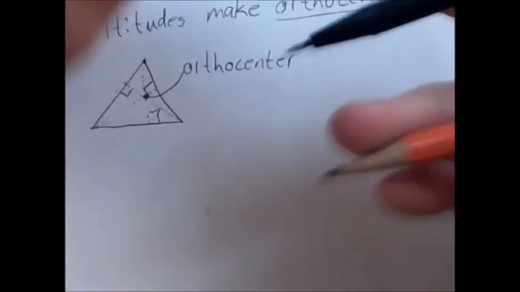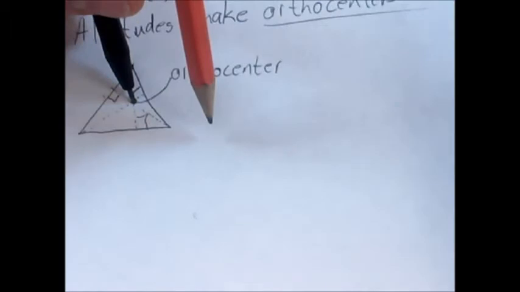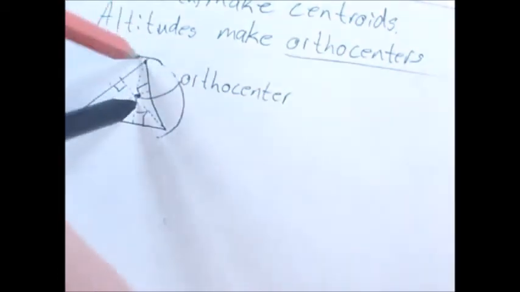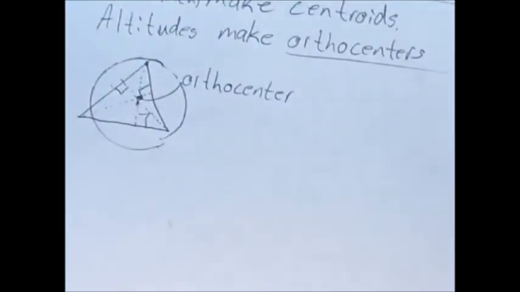An orthocenter creates a place for you to stick the sharp end of your compass, and then you're supposed to be able to draw a circle. Let's see if I did this right. Hold on, not done yet. Oh, I didn't do it right. Dang it. Oh, because I was doing the wrong thing. Here we go. Let me erase that.